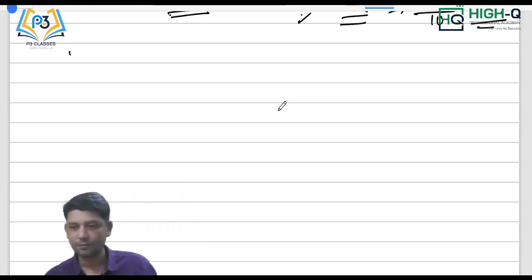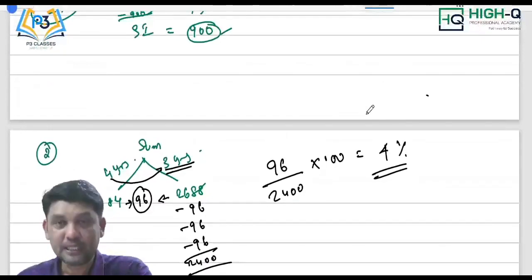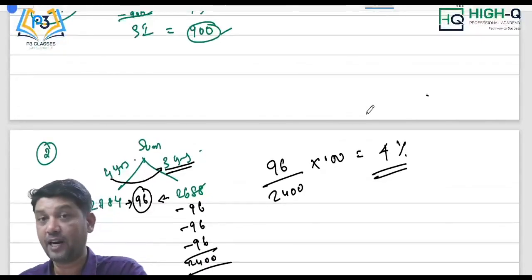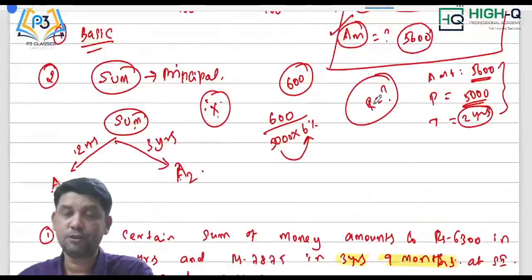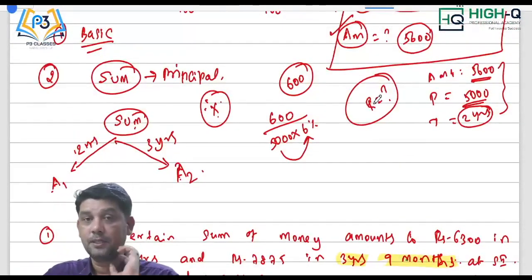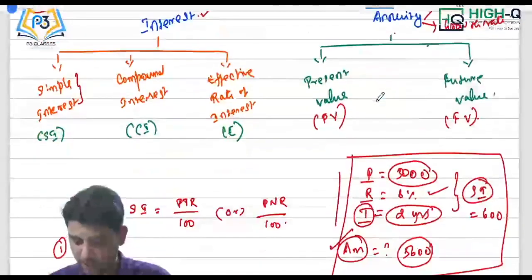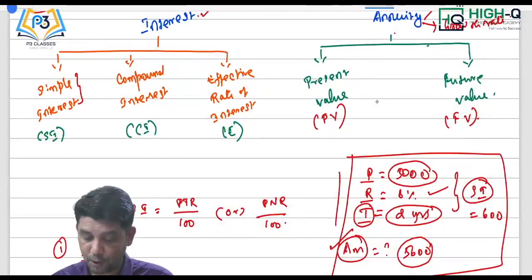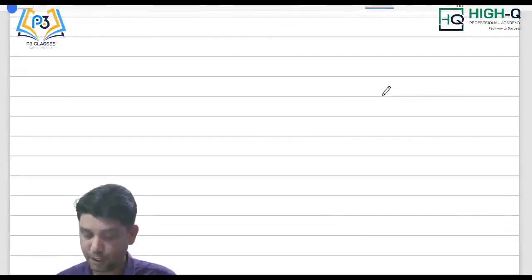Okay, next one. So these are the types of questions you need to look into. Next one is compound interest. Of course, in my fast track batch, I may cover more than this. I will give formulas and how to approach. But here, I'm just giving you the basic idea. Next one, compound interest.